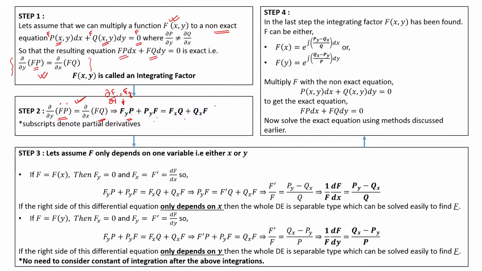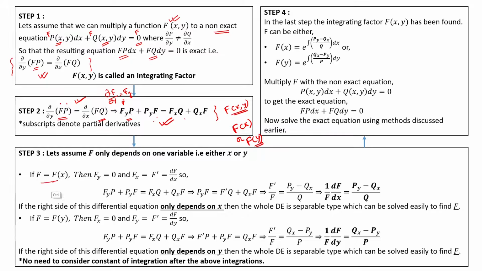Now this equation will be rather unuseful to us because it will be too complicated to solve usually, but if we assume that this f of x y either depends on x or depends on y, that is, this f of x y is either a function of x or it is only a function of y, then this equation will be useful to find the integrating factor. Now, let us assume that f only depends on one variable, that is x or y.